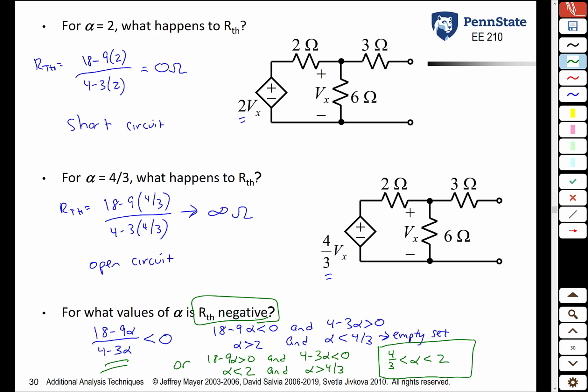So although you cannot actually buy a negative resistor, what you can do using dependent sources, such as op-amps, you can actually create a circuit that models a negative resistance. Now, why you would ever want to do that is beyond me, but this is showing that at least mathematically you can do that.